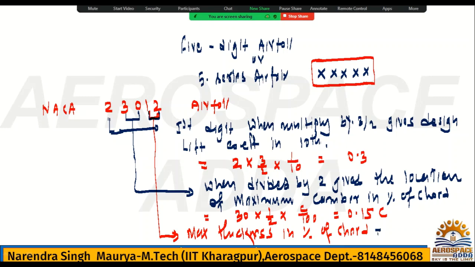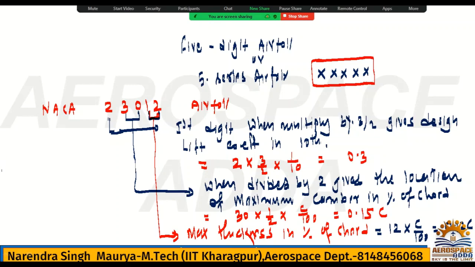For the third one, maximum thickness is percentage of chord. So we have the last two digits, it is 12 into C by 100. It means 0.12. This is the meaning of it. All right. So what is the conclusion of the 5 digit?